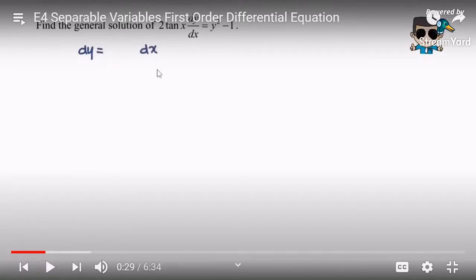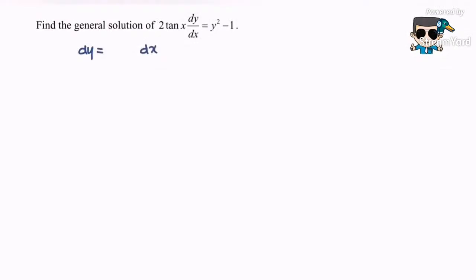We can see that these two do not have variable x and y. If possible, I leave it, because the number is nice and not a fraction. If it were a fraction, I would transfer it. If it is 2, it's fine. So my focus is tangent x and y squared minus 1. So rearrange them. Step number 2. Separate the variable x and y. Only variable x and y. So in here, we can see that we have 2 over y squared minus 1. Here we will have 1 over tangent x.